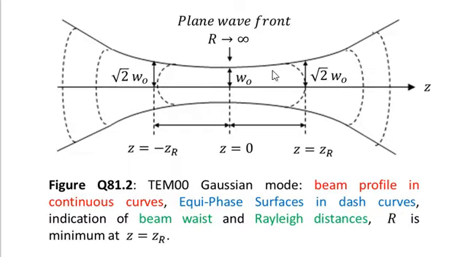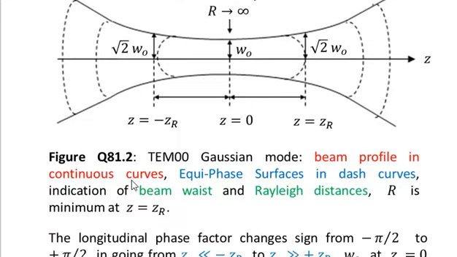What are these solid lines? These two black solid lines, one is above the z-axis, the other is below the z-axis. Let me read the caption first. The caption is TEM00 Gaussian mode. Beam profile in continuous curves. That is this continuous curve in black. Actually this is the beam profile in the continuous curve.